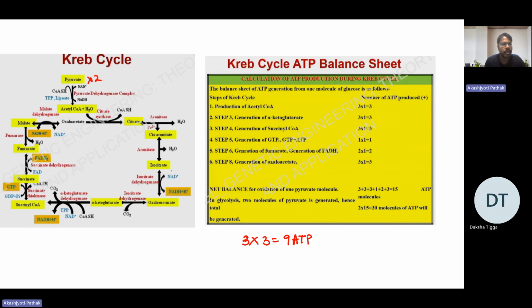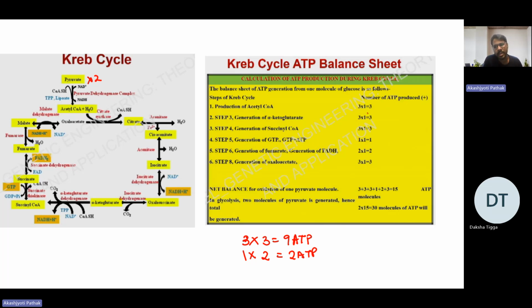Right? And you have one step where FADH2 is being produced. FADH2 oxidation gives you 2 molecules of ATP. So in one cycle, you are getting one FADH2 molecule, and one FADH2 molecule will give you two ATP molecules. So if we look at this Krebs cycle ATP balance sheet, starting with the production of acetyl-CoA, even that step where your pyruvate is getting converted to acetyl-CoA also results in the synthesis of one NADH molecule.